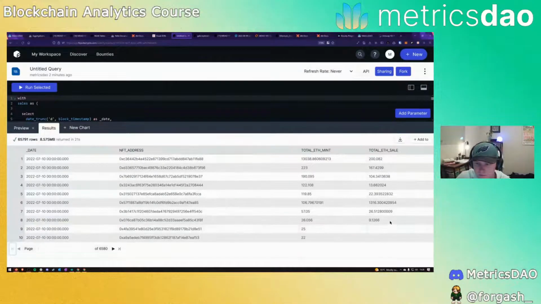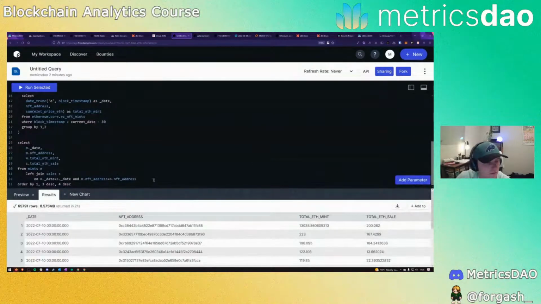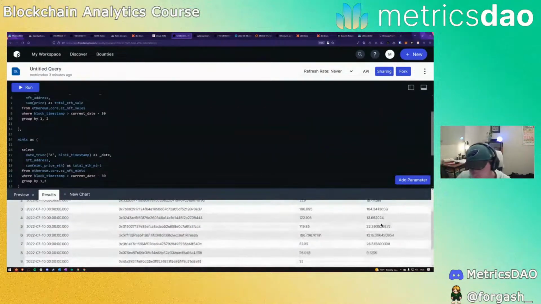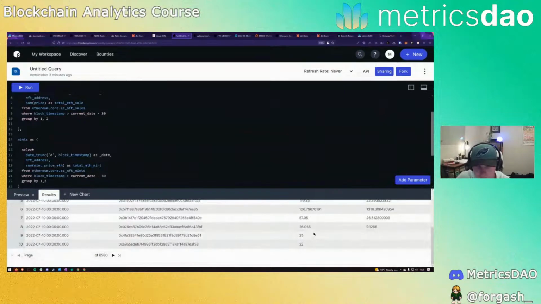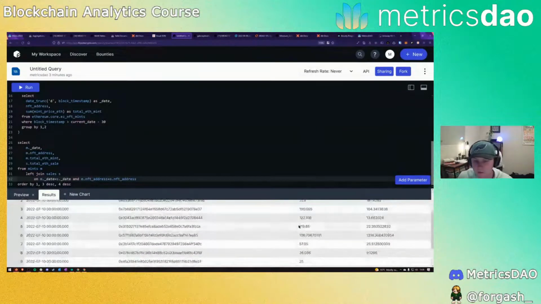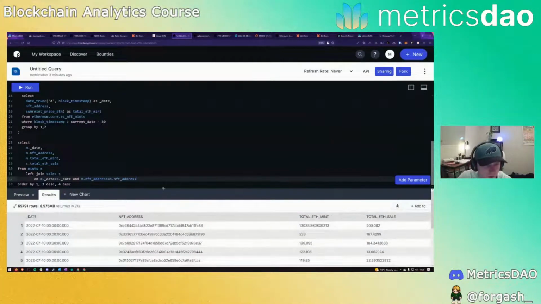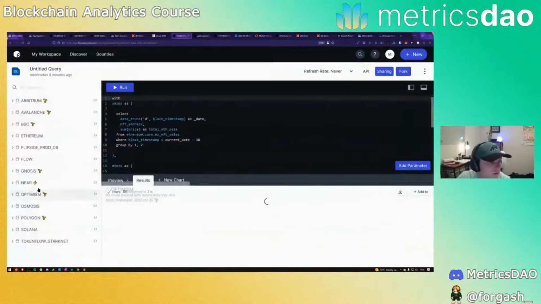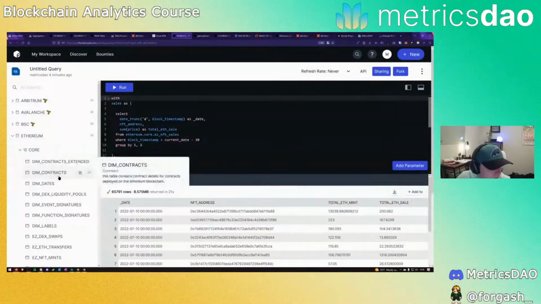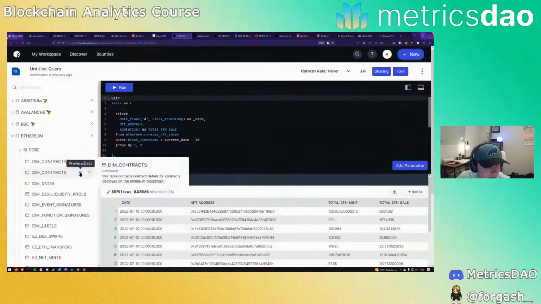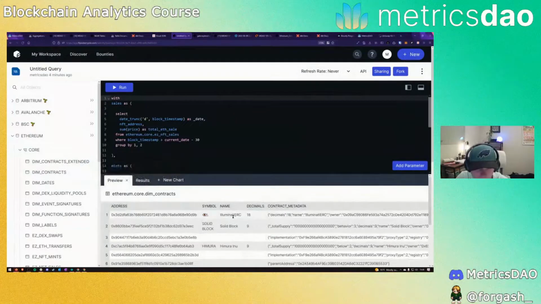So how about they had to have at least, I don't know, 10 ETH in sales or 20 ETH minted that day. And then you can start to build that out. I don't know how many of these, especially if they are minted so recently, are going to actually be in the Ethereum core DIM contracts. Will that have an NFT? It might.